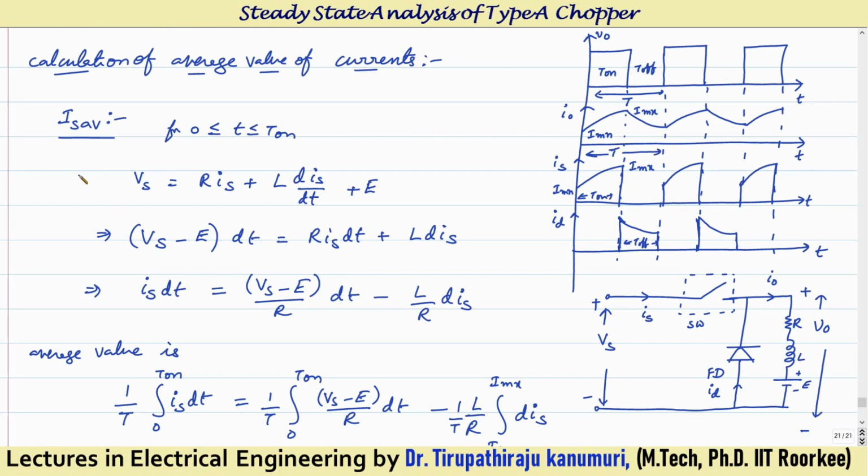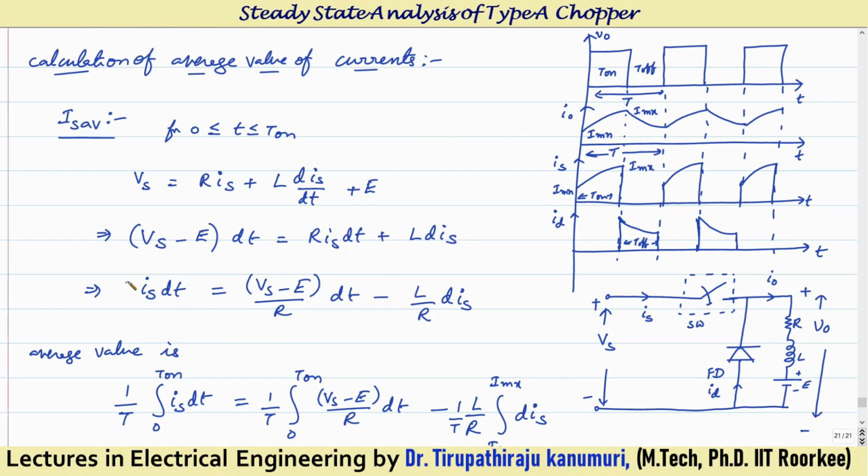So let us try to calculate Is average. For 0 less than or equal to t less than or equal to t on, the supply is supplying the current, same as the output current. We can write the KVL as Vs is equal to R into Is plus L into dIs by dt plus E, because I naught is nothing but equal to Is. So I can simplify this as (Vs minus E) dt is equal to R into Is dt plus L into dIs.